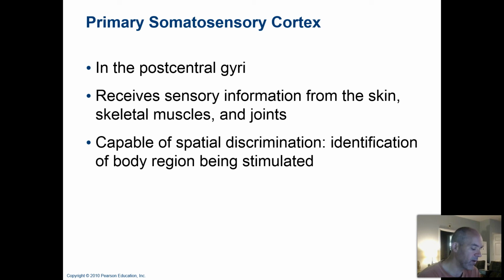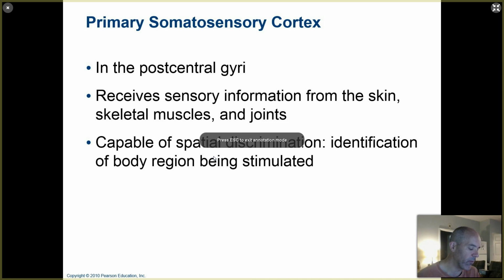All right, your primary somatosensory cortex. Somato refers to the body, as we've heard before, so body senses. And you have a gyrus called the post-central gyrus. So the precentral gyrus is your motor control area. Post-central gyrus deals with body sensations. So these are the neurons that receive incoming information from the skin, your skeletal muscles, and your joints. Information coming from different parts of the body will go to different sections of this primary somatosensory cortex.